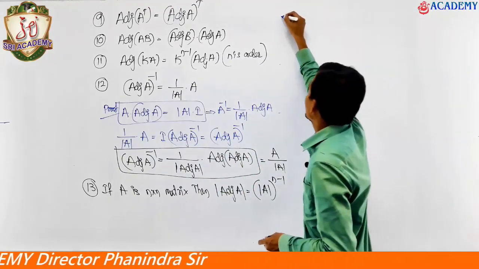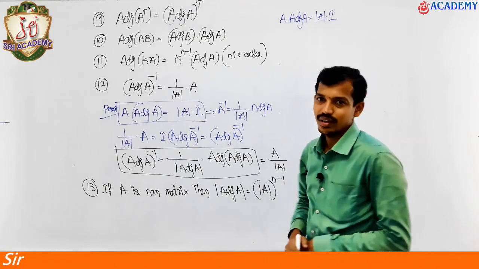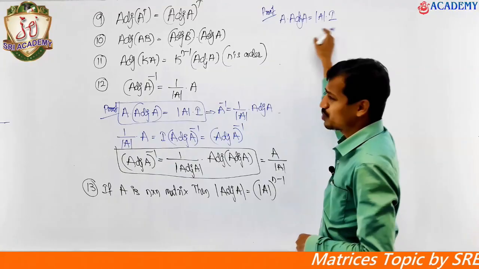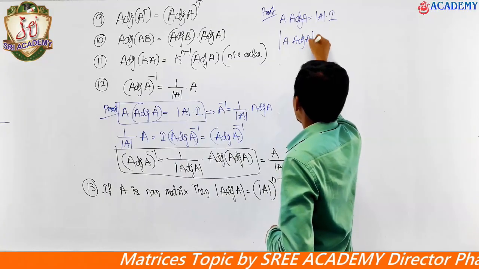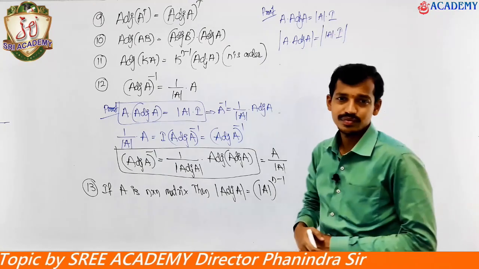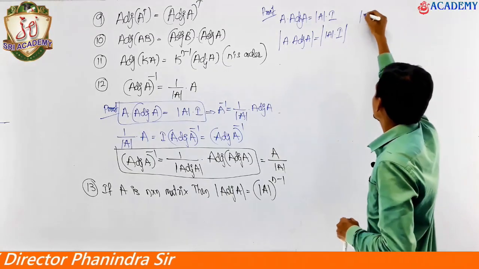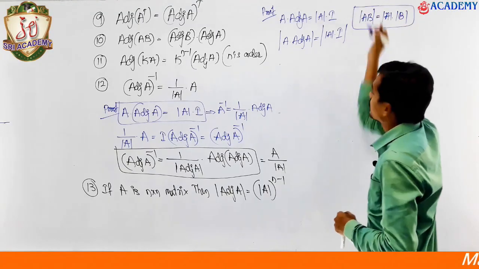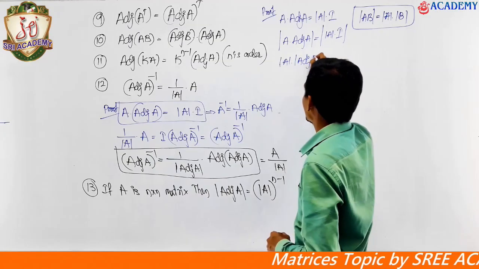A into adjoint of A equals, as we are given, determinant of A into I. I am taking determinant on both sides, that is determinant of A into adjoint of A equals determinant of A into I. Determinant of AB formula: determinant of AB equals determinant of A into determinant of B. From there, this is A, this is B, that is determinant of A into determinant of adjoint of A.